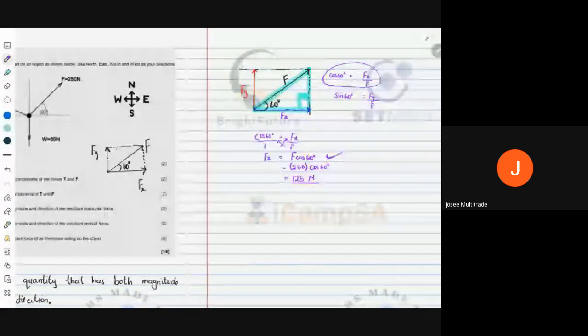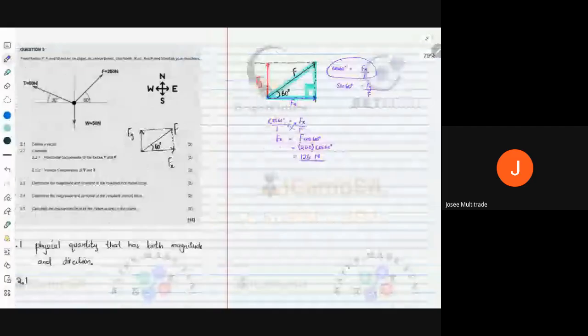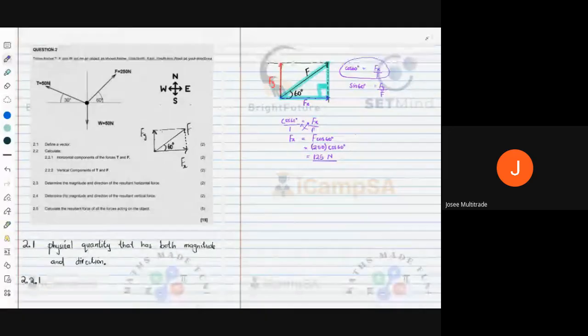So now, let's find the horizontal component of T. So that's Tx. Okay, we'll move a bit faster now because you should have seen how to find Fx, Fy. The same applies to T. Right, so let's move. What is Tx? Please answer.